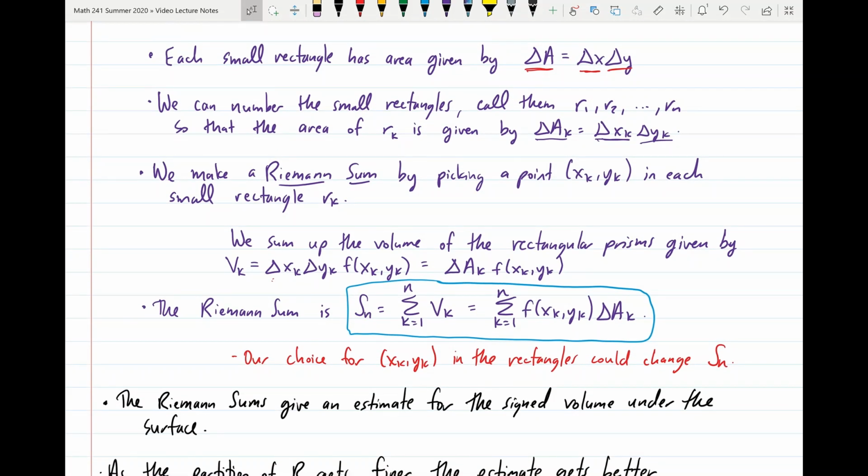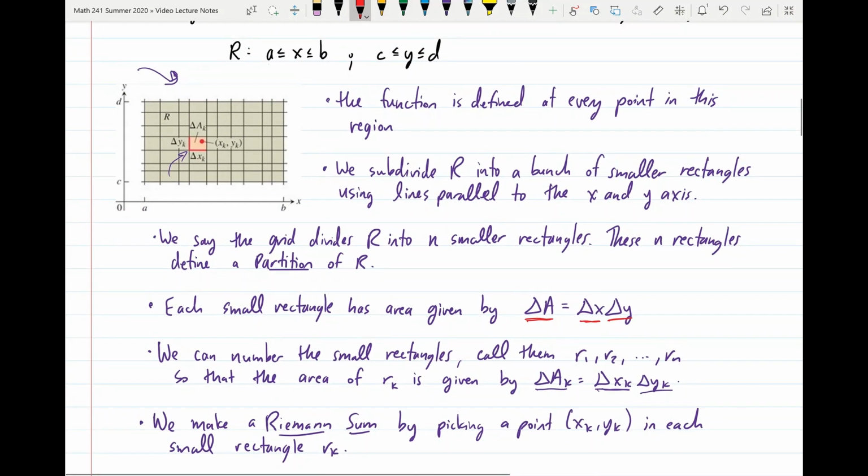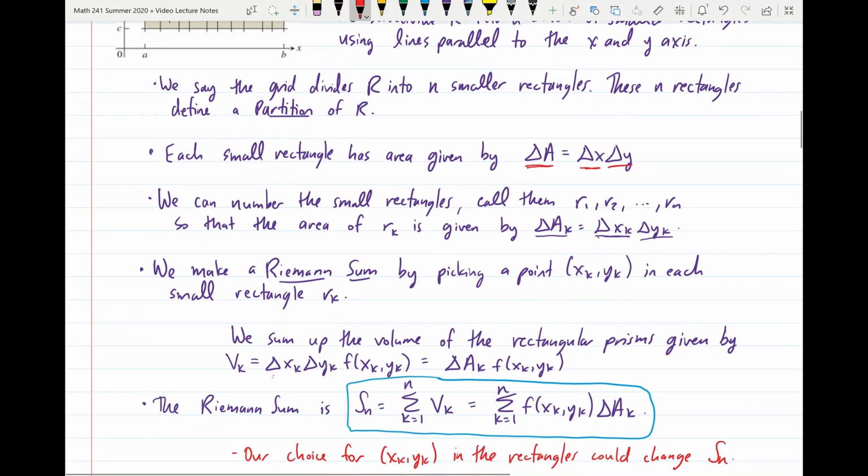And to make Riemann sums, we pick some point, x sub k, y sub k, in each of the small rectangles R sub k. And we can pick different points inside of the rectangle. So if you look up to the special rectangle that's given in red here, notice that the point x sub k, y sub k that's been selected is not in the center of that rectangle. You can actually pick any point inside of that rectangle.